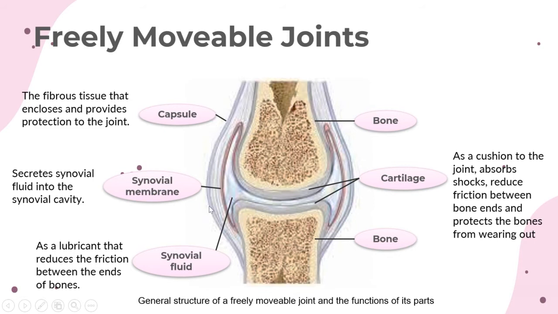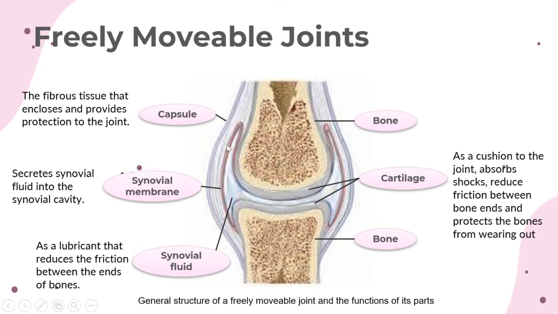The outer layer of the joint is referred to as the capsule. So what is a capsule? It refers to the fibrous tissue that encloses and provides protection to the joint. So this is our joint. Again, what is a joint? A joint refers to the area or point where two or more bones meet. So this is bone, this is bone. When the two bones meet, this area or point we call a joint.